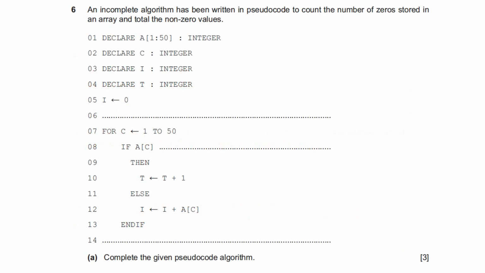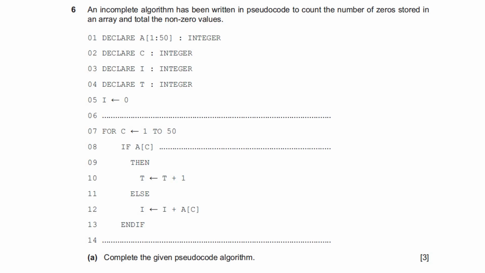An incomplete algorithm has been written in pseudocode to count the number of zeros stored in an array and total the non-zero values. This means you will count how many zeros are there, and if a number is not 0, then you will add it to the sum. In this case, declare A as an array of integer numbers from 1 to 50.